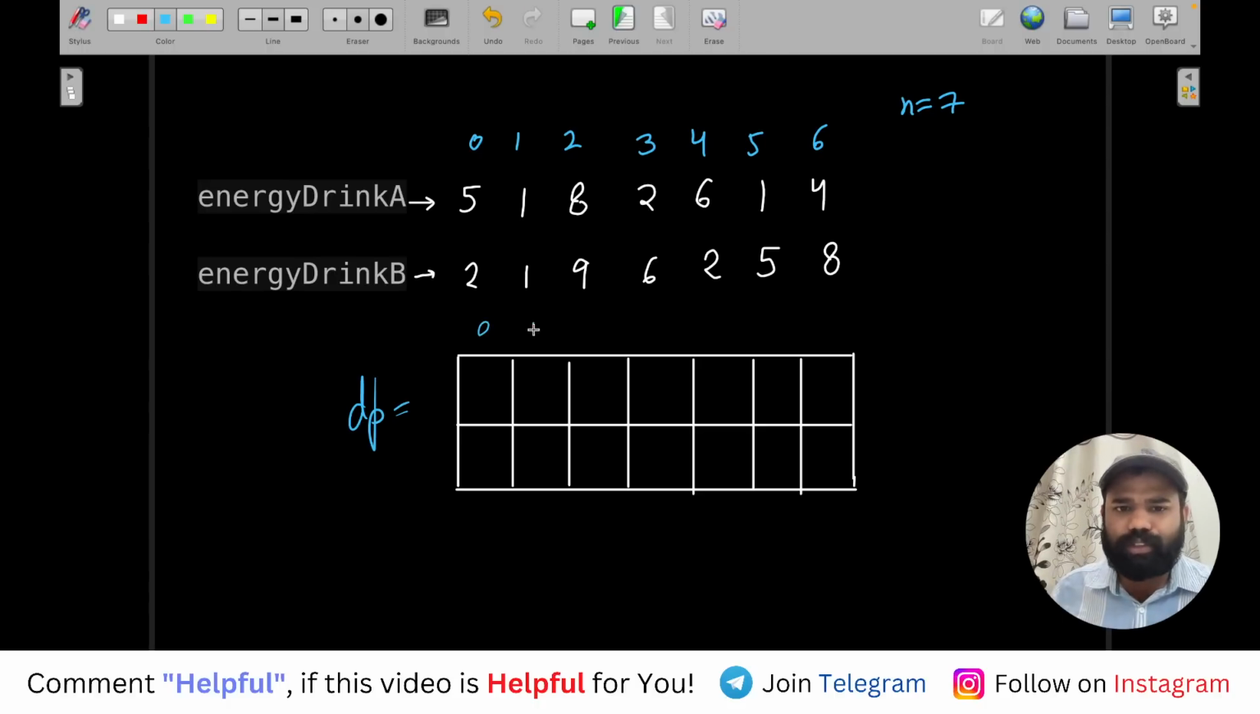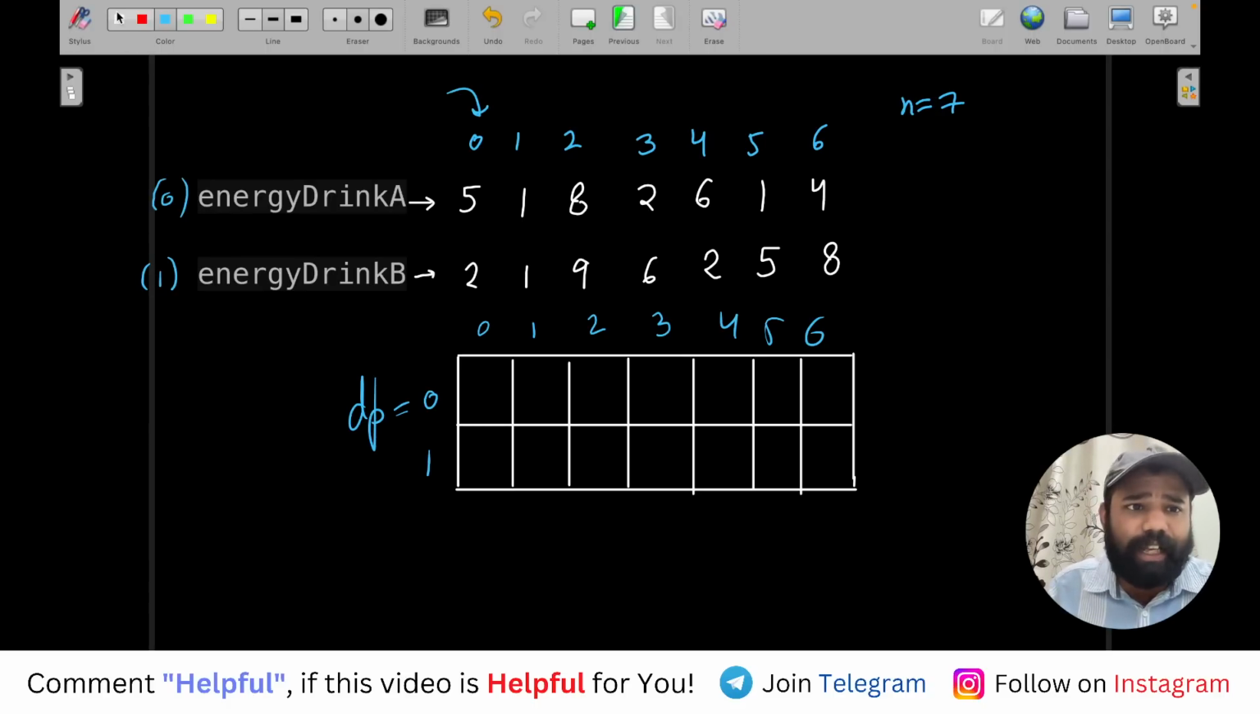So if you give indexing to this DP array, it is like this. It is a take and not take DP I'm applying. Okay. So see, for the 0th hour, say this is the 0th drink, this is the first drink. I am saying that in the 0th hour, if I am on the 0th drink, then what is the energy I will get? It will obviously be 5. In the 0th hour, in the 0th drink, energy will be 5. And in the 0th hour, in the first drink, energy will be 2. This is the base case of your DP.